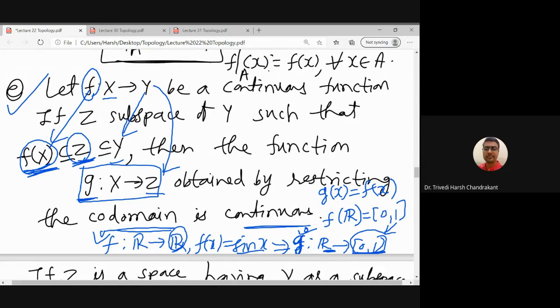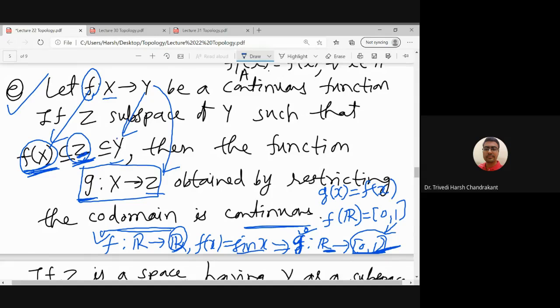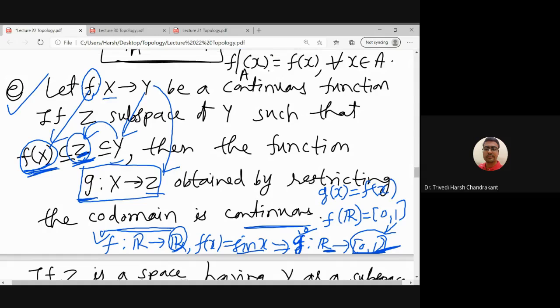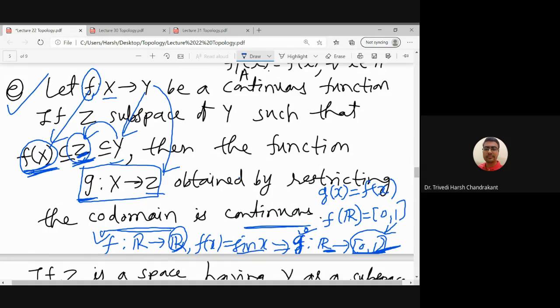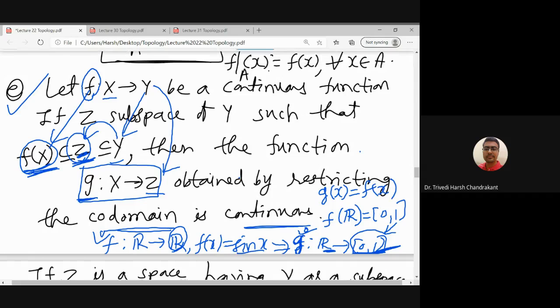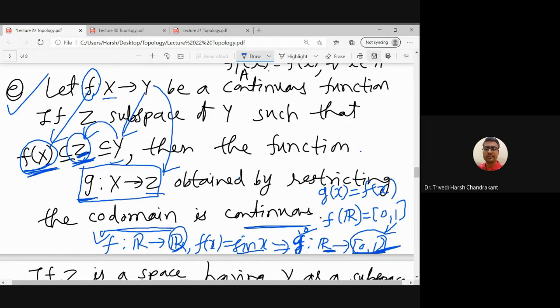So it is continuous by considering this on Z, a subspace topology coming from Y. The proof of this result we have discussed already, but we want to use this theorem today in connection with connected topological spaces.